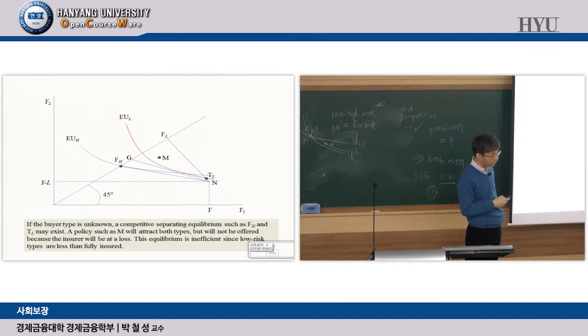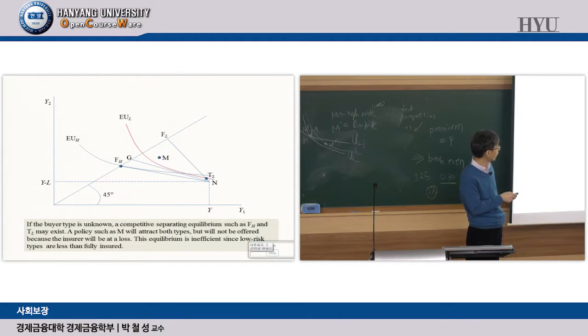Let's assume there are policies, let's say they have FH and TL policy. The individual will buy this insurance, and then if the individual buys this insurance, this is the indifference curve they have. This is just to show the utility level of buying this insurance.